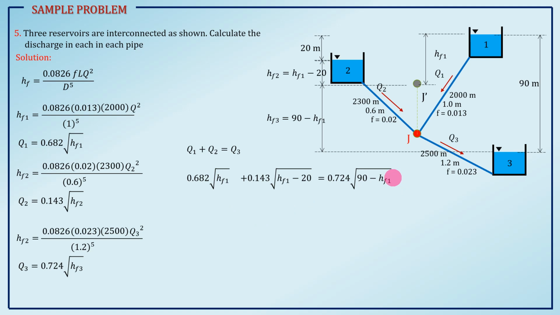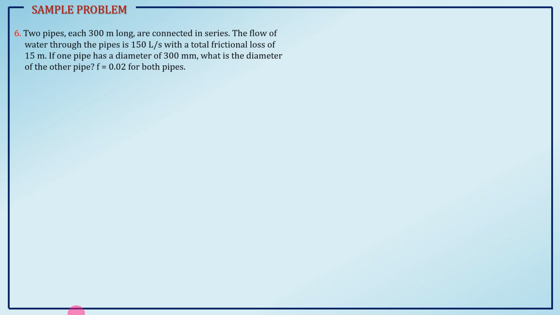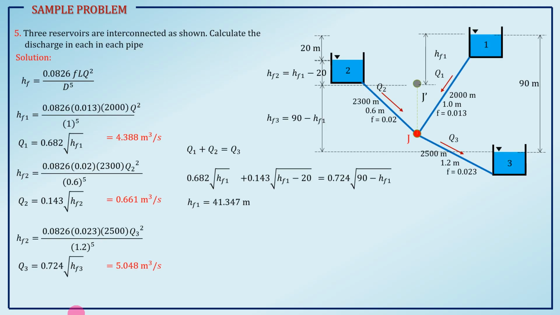So, masasolve natin si HF1. HF1 is equal to 41.347 meters. Now, you have HF1. Madali mo nang makukuha si Q1, Q2, and Q3. Okay? So, Q1 ay 4.388 cubic meter per second. Q2 naman ay 0.661. Then, Q3 is 5.048 cubic meter per second. So, those are the answers for the sample problem number 5.